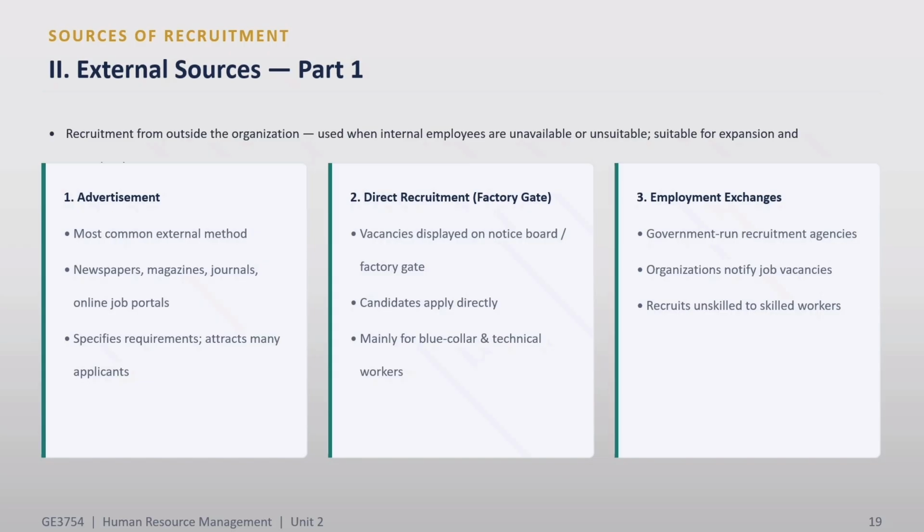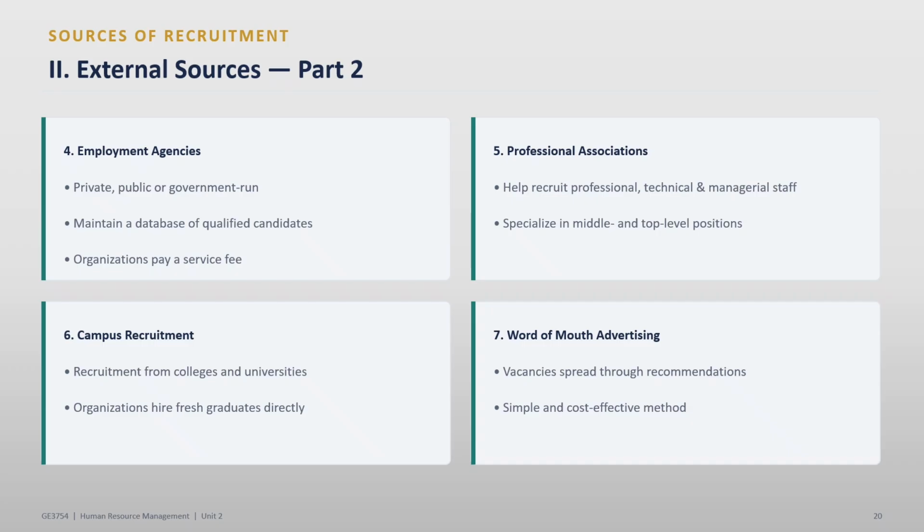The third source is employment exchanges. Employment exchanges are recruitment agencies where organizations notify their vacancies and find candidates. They can be used to recruit workers ranging from unskilled to skilled categories. Therefore, these external sources help the organization reach candidates who are not already part of the organization. The next slide is external sources of recruitment, part 2. There are several other external sources. The first one is employment agencies.